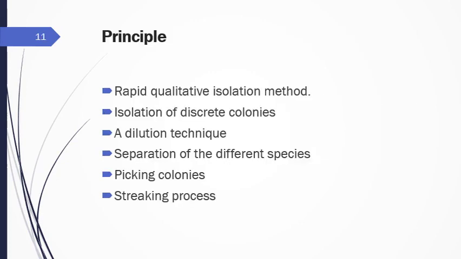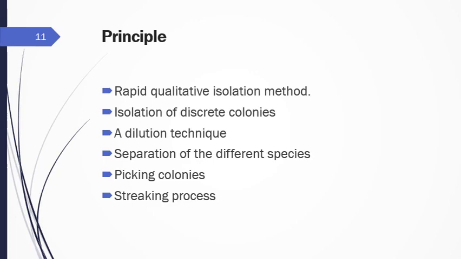The streak plate method is a rapid qualitative isolation method. The technique is commonly used for isolation of discrete colonies. It initially requires that the number of organisms in the inoculum be reduced. It is essentially a dilution technique that involves spreading a loop of culture over the surface of an agar plate.